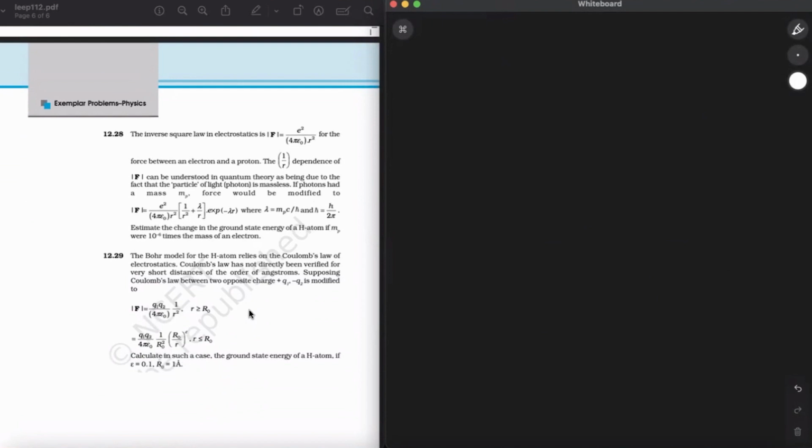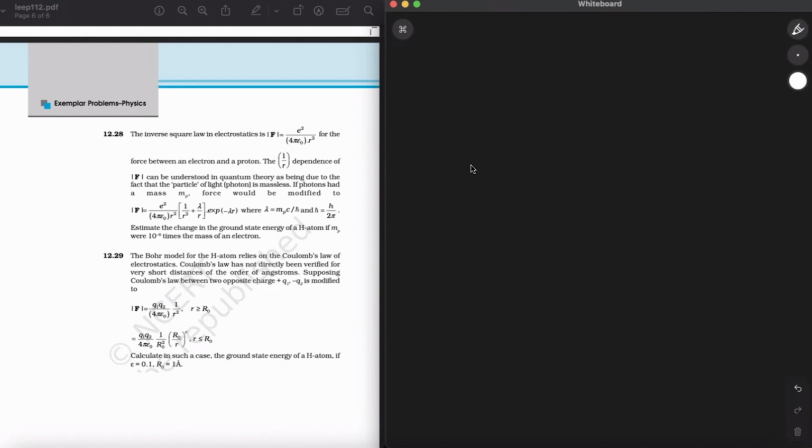So the inverse square law in electrostatics has been given to us. We already know about this. For the force between an electron and a proton, the 1 upon r square dependence of F can be understood in quantum theory as being due to the fact that the particle of light is massless. If photons had a mass mp, the force would be modified to this. Estimate the change in the ground state energy of the H atom if mp were 10 to the power minus 6 times the mass of an electron. It is a lengthy question, but I'll try to do it quickly now.